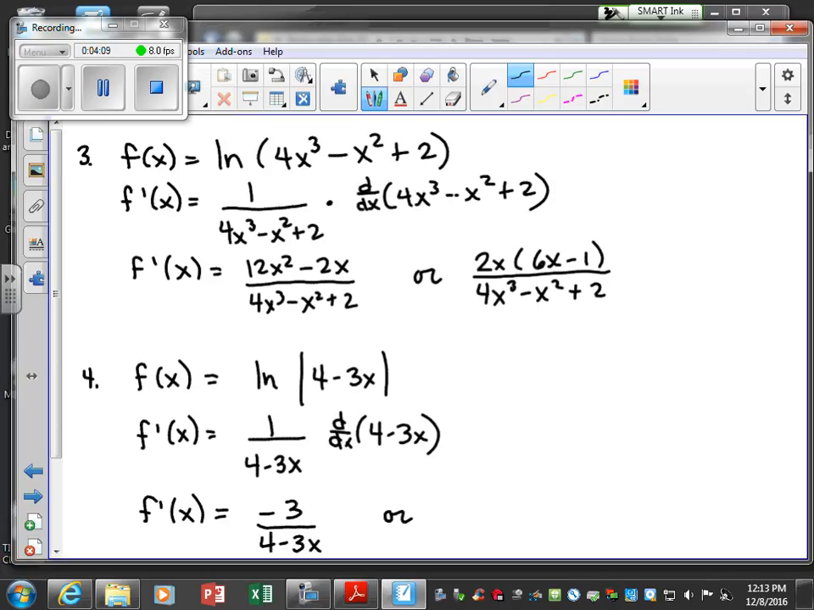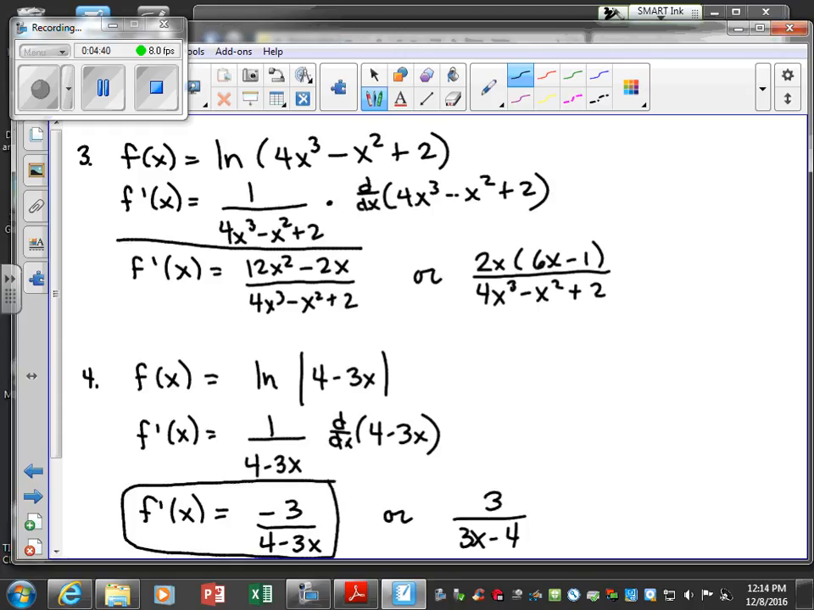Or just because I want you to see this, I think in the text at one point it was 3. Let me rewrite that. 3 over 3x minus 4. And I want you to see it. Now, they just brought the sign to the bottom, changed the sign, but they also changed the order of these terms. So they're equivalent. Like I said, these will be our solutions.